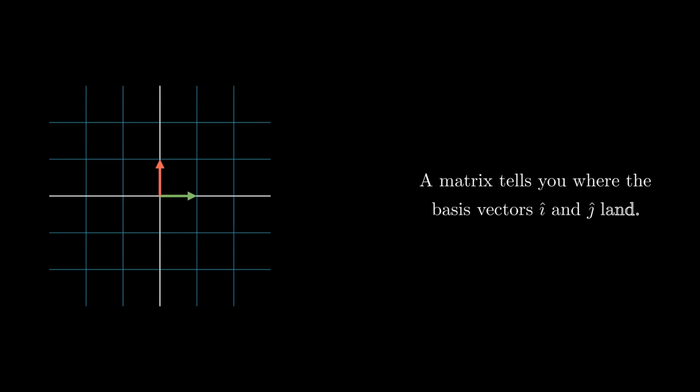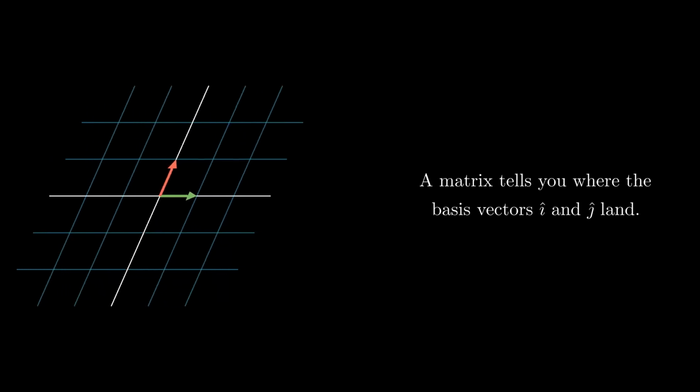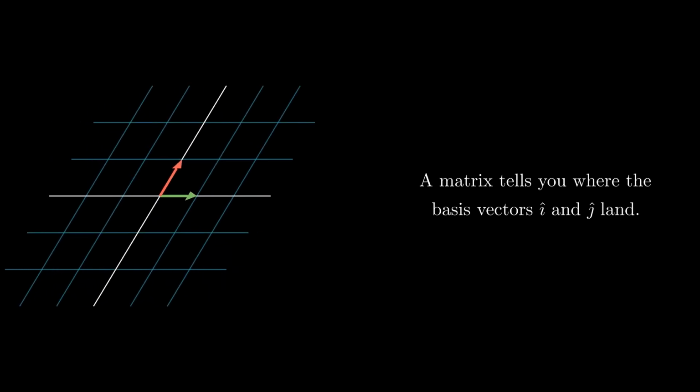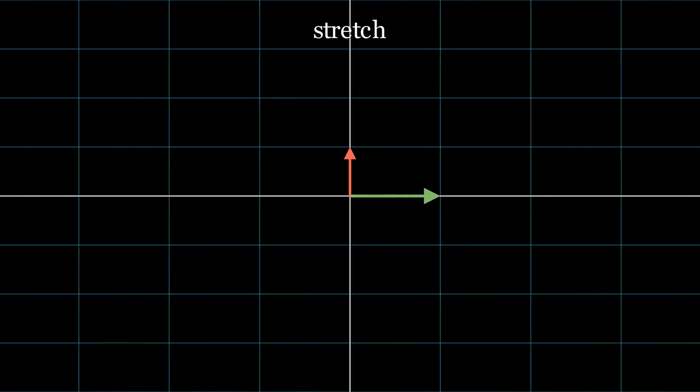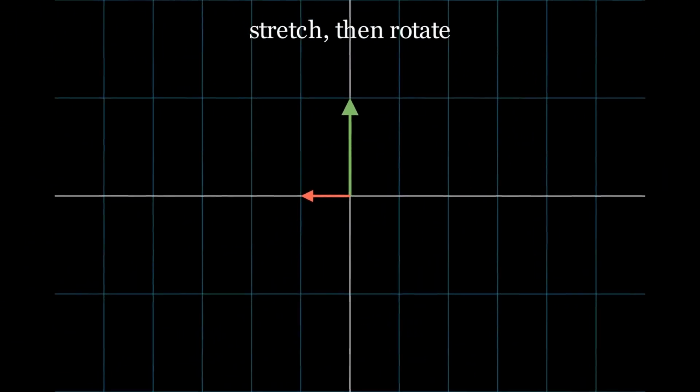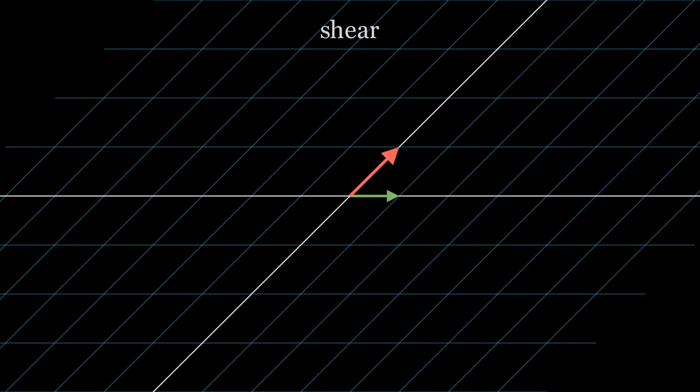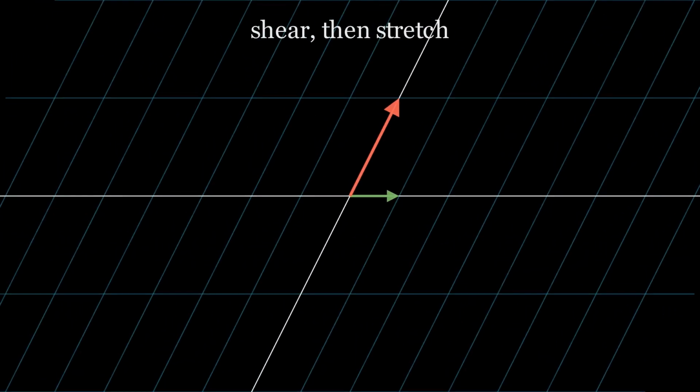In the last video, you learned what a matrix is: a description of how the coordinate grid changes after a linear transformation, by keeping track of where the basis vectors i-hat and j-hat land. But is there a way to represent multiple transformations as a single matrix? For instance, let's say that we stretched the coordinate grid and then rotated it, or we sheared the grid and then stretched it. In this video, we go through matrix multiplication.